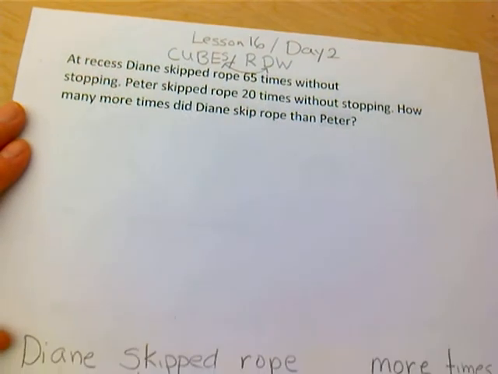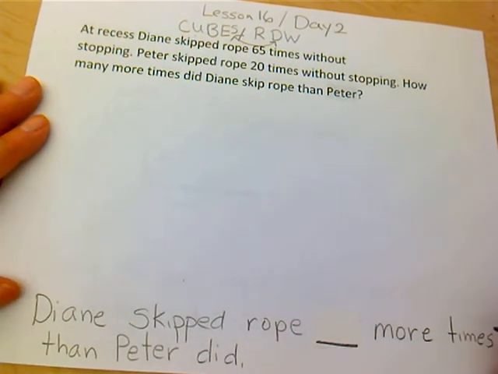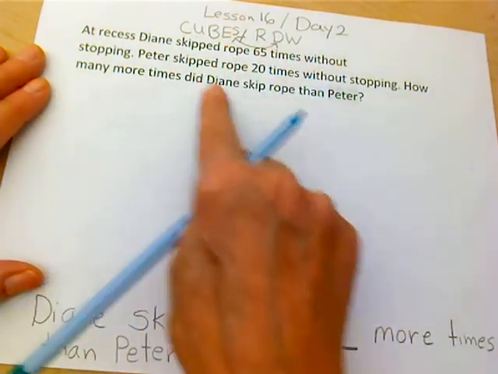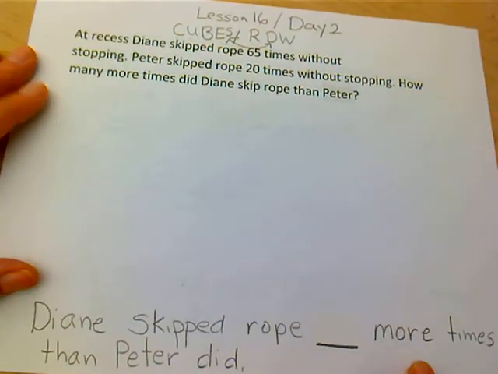So a possible written part could be Diane skipped rope blank more times than Peter did. So you do need to show your answer as a statement.